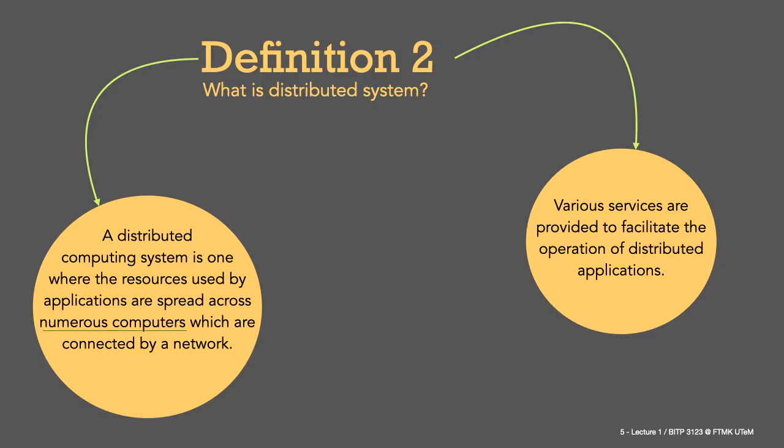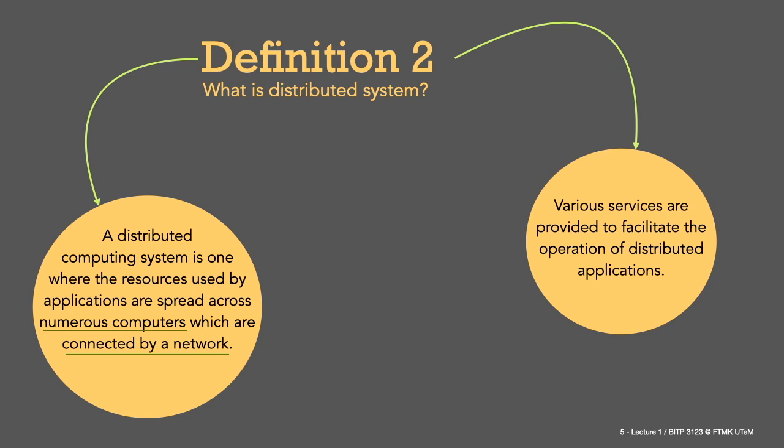The second definition for the distributed system also has two parts. The first part describes the characteristic of the computing resources, where it spreads across numerous computers. These computers are connected by network.